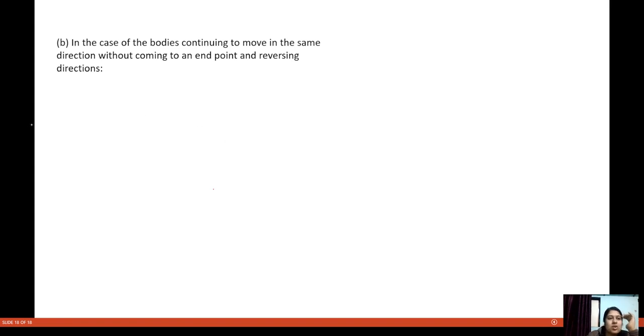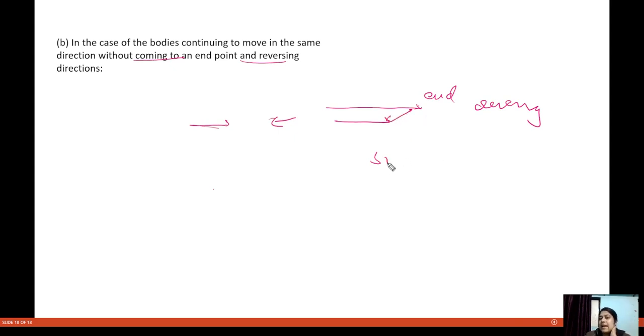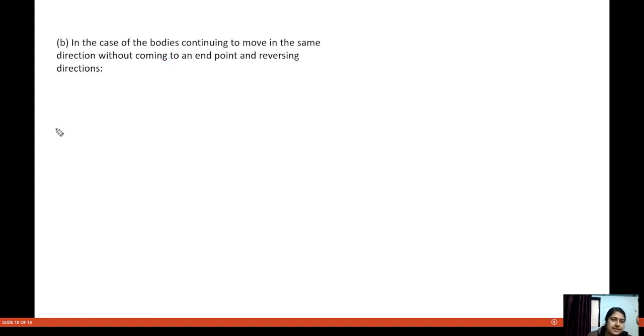See, now we are taking one more case: the bodies continuing to move in the same direction without coming to an end point and reversing. When both the bodies are moving in the same direction and are not reversing, the difference of distance between the two can be calculated by relative speed into time. That will give you the distance between them. That is it and nothing else.